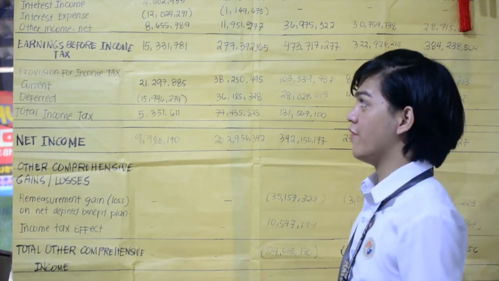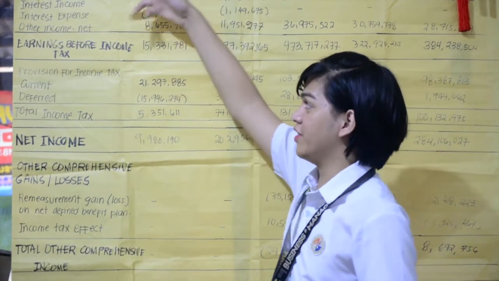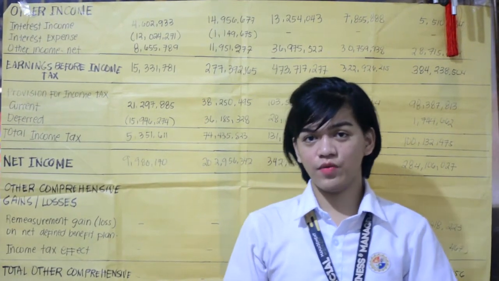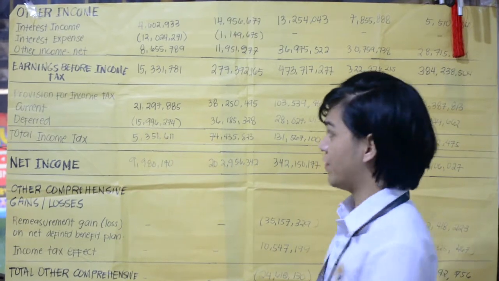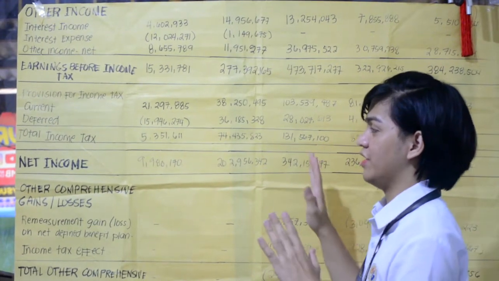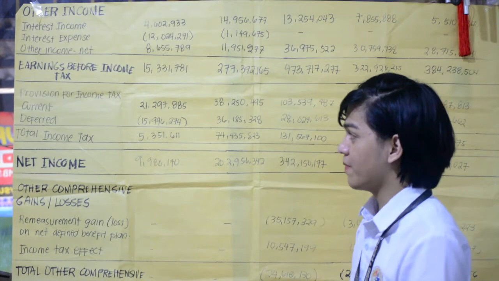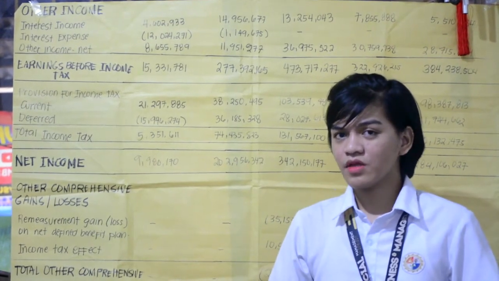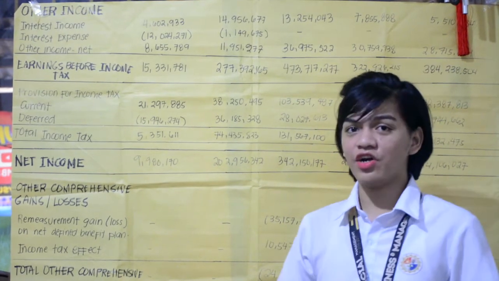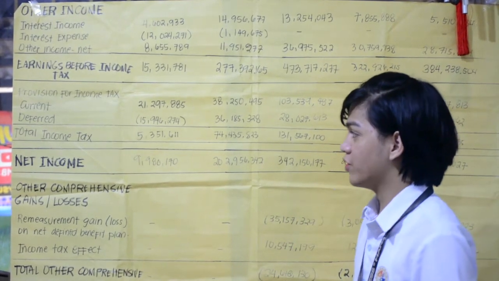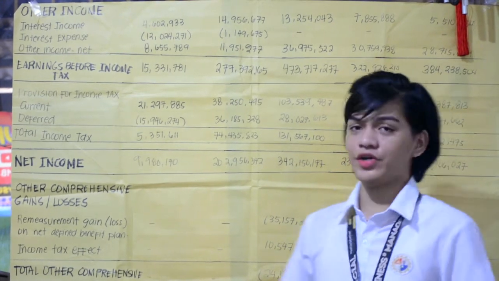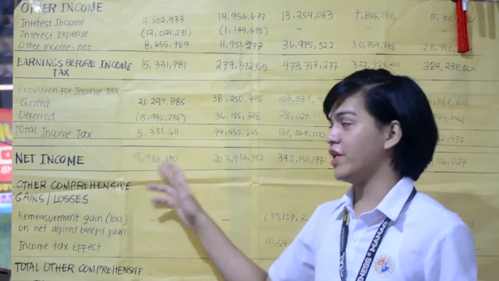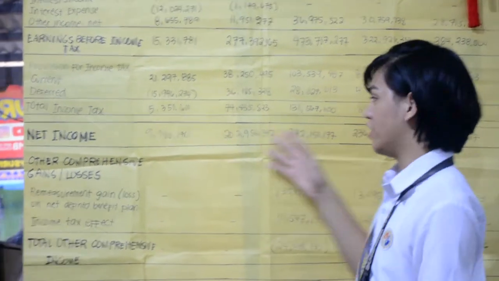After which, we will now arrive at the other income. Listed here are interest income, interest expense, and other income. After adding this, we will get the earnings before income tax of the given entity, in which the provision for income tax is the total income tax by adding the current and the deferred. By subtracting the total income tax from the earnings before income tax, we will now arrive at the net income of the given entity for the 5-year consolidated financial position.